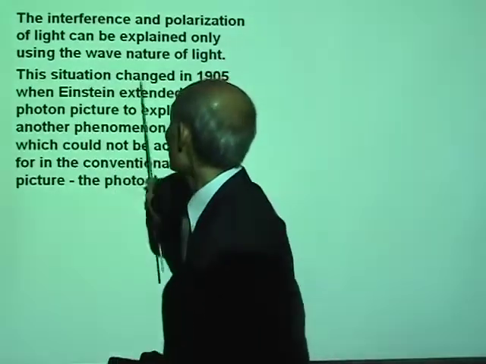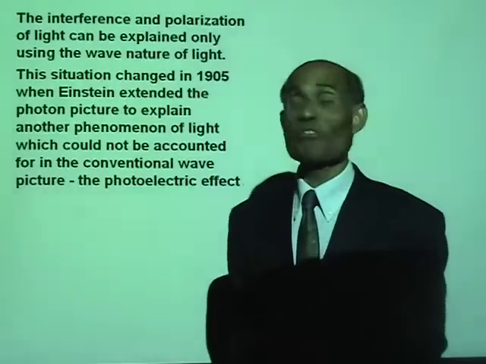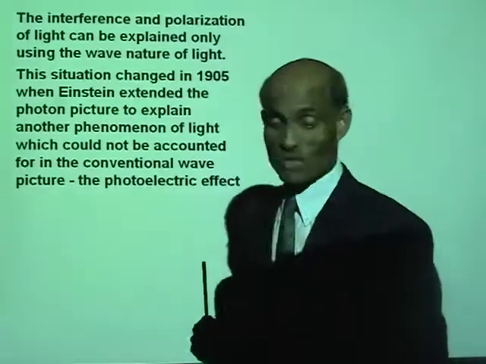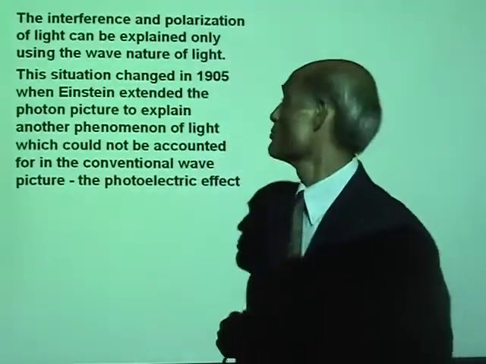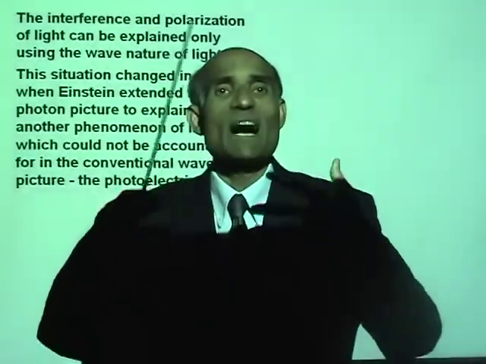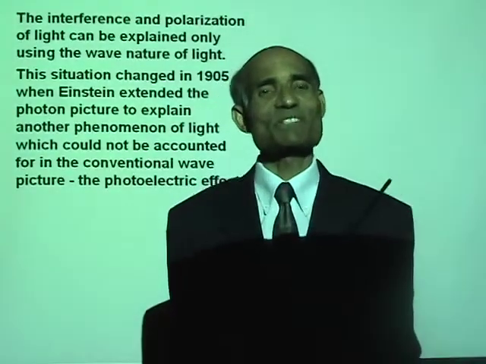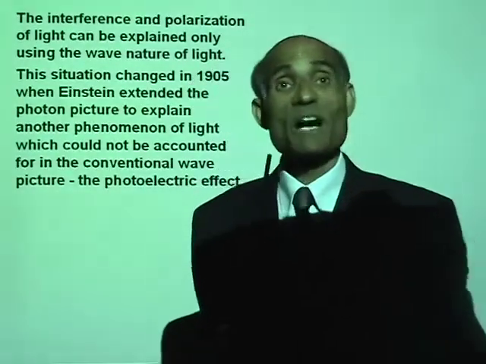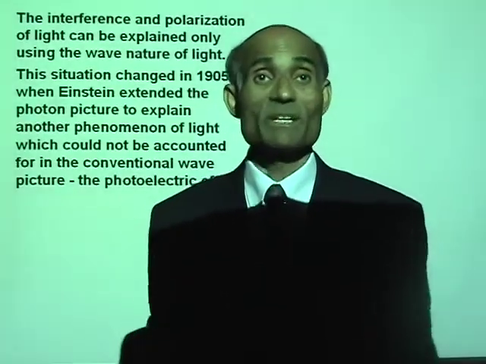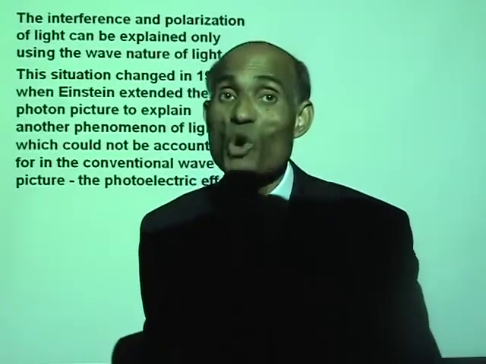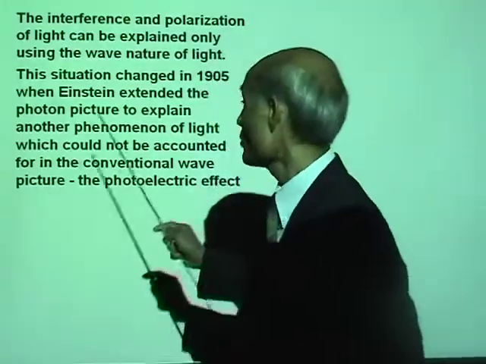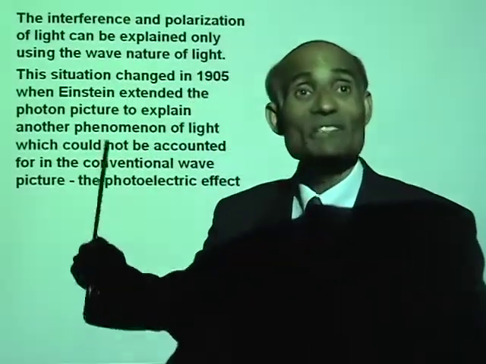Now, this situation changed in 1905 when Einstein extended the photon picture to explain another phenomenon known as the photoelectric effect. It was Einstein who worked out the theory of photoelectric effect. Although Einstein is best known for his study on the theory of relativity, Einstein was given the Nobel Prize not for the study on relativity, but on the study on photoelectric effect.